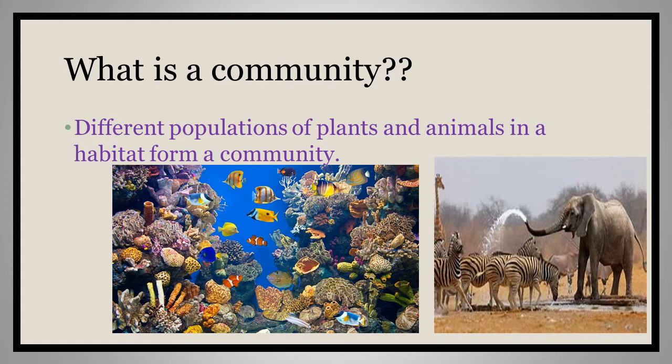Can you see the second picture? It is a picture of what? It is a picture of a grassland habitat. So, the population of different animals and plants that live here make up a community. We can see a population of giraffes lives here, and we can see a population of trees also lives here, and we can see a population of elephants also lives here.